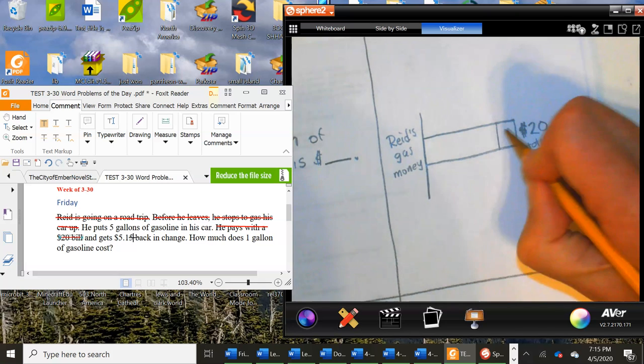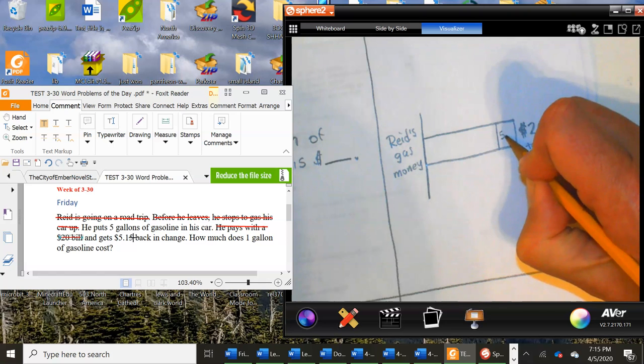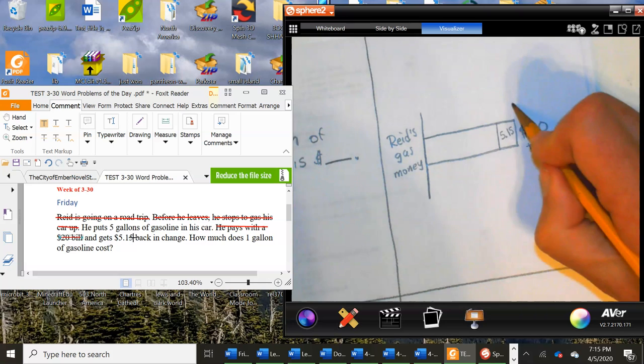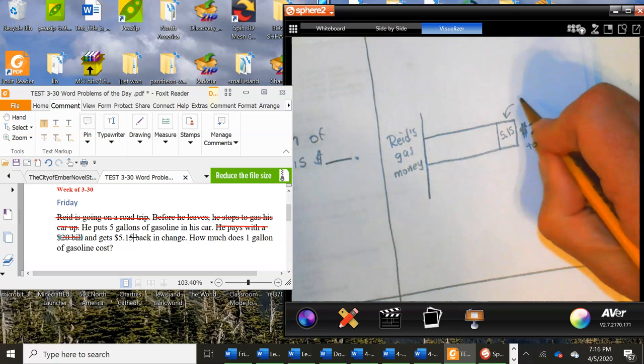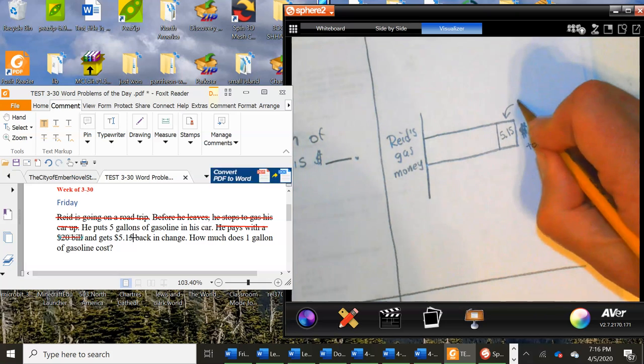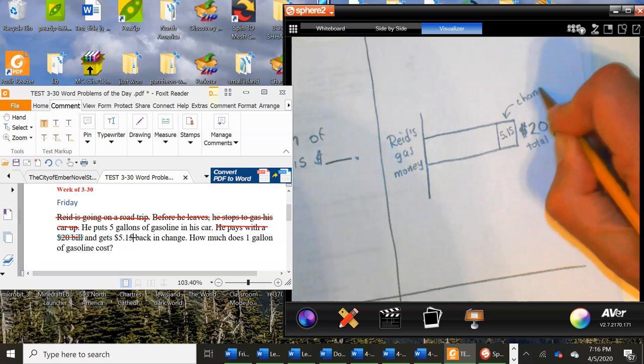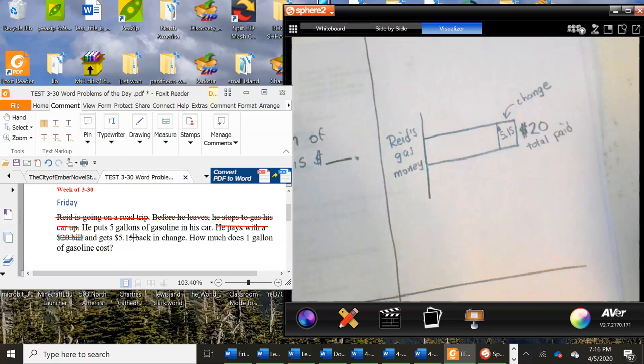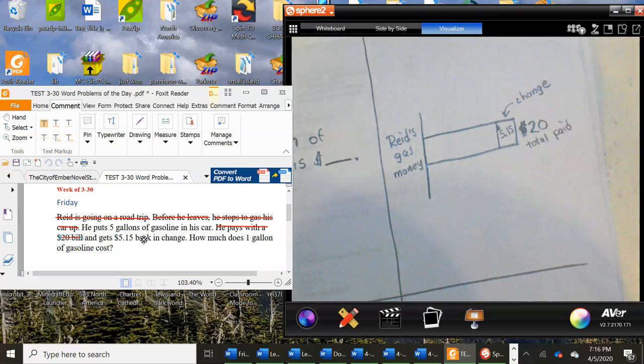So I'm going to put the $5.15 in here. And then I'm going to put here, let's see, they call it change. So I'm just going to call it change. You got $5.15 back in change. If I can squeeze in a dollar sign, great. If not, no worries, because we already know we're talking about dollars, and we'll use that in our answer sentence. So I'm going to cross out that $5.15 in change.